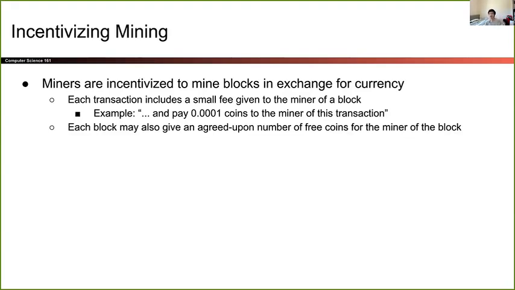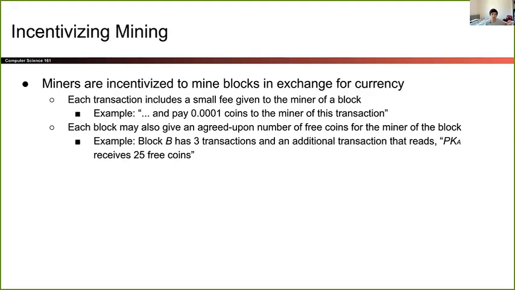We also say that each block can give some number of free coins to the miner of the block. So the miner, in addition to changing the nonce value, also has their own bonus transaction that says, oh, PK Alice receives 25 free coins out of thin air. That's just to give them an even larger incentive to make sure that enough people want to mine blocks for the blockchain.